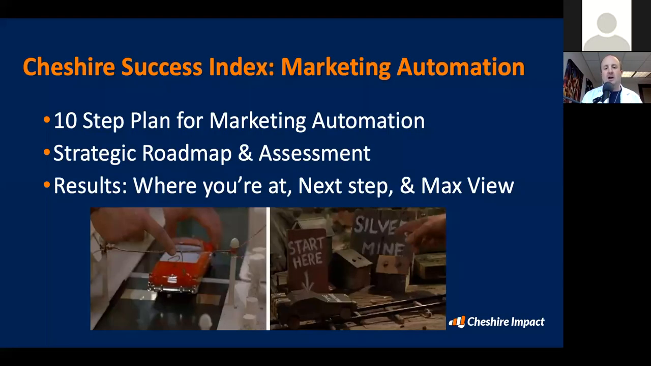It doesn't work. Well, just like there's an order to Doc's plan, we've created an order to how to do marketing automation, and it's a strategic roadmap. There's also an assessment attached to it. So what it is, there's 10 steps to it. There's 10 strategies, and it's called the Cheshire Success Index. And we abbreviate that by calling it the CSI.